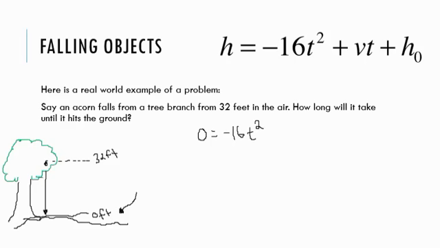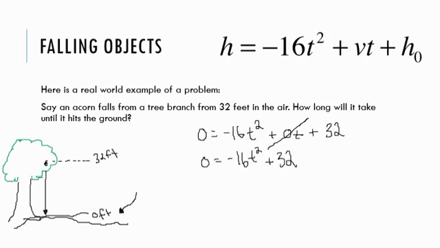I'm not going to do anything with t because that's what we're looking for. Plus my initial velocity, again, is 0. The acorn's not moving until it starts to fall, until it releases from that tree branch. So 0 for velocity times t, plus my starting height, which is 32 feet. Anything times 0 is 0, so that middle term is going to be 0. So I have 0 equals negative 16 t squared plus 32.